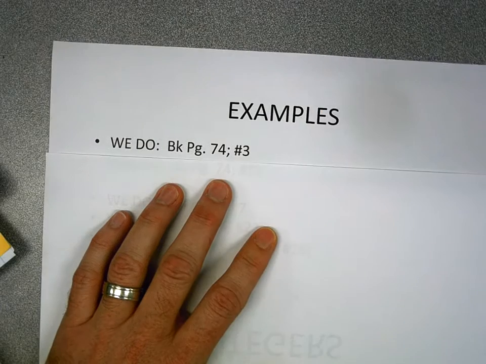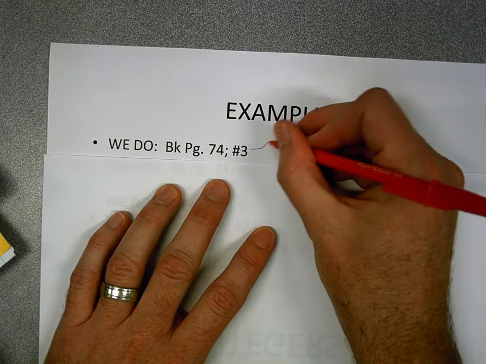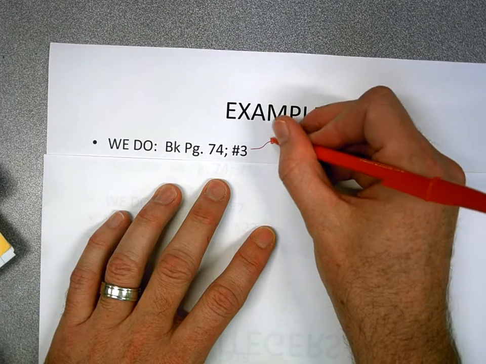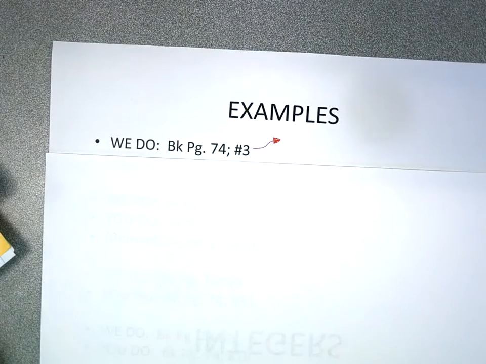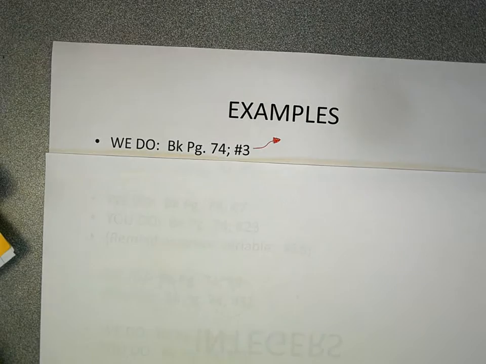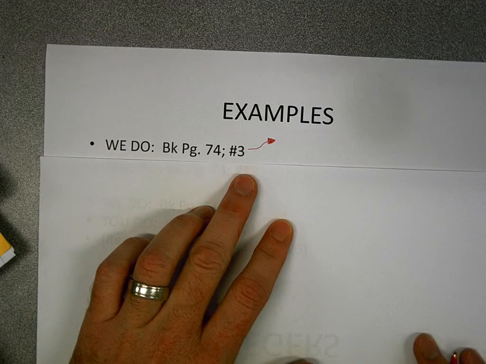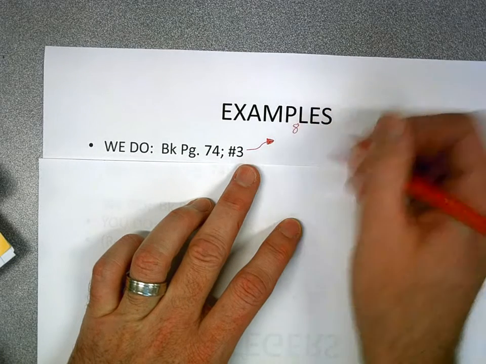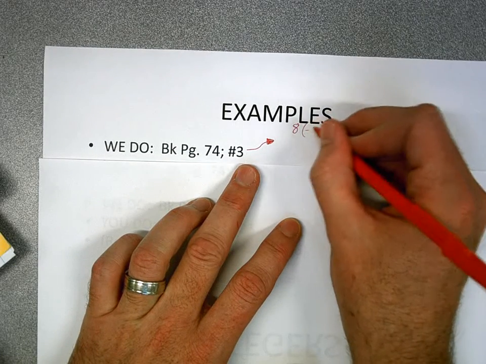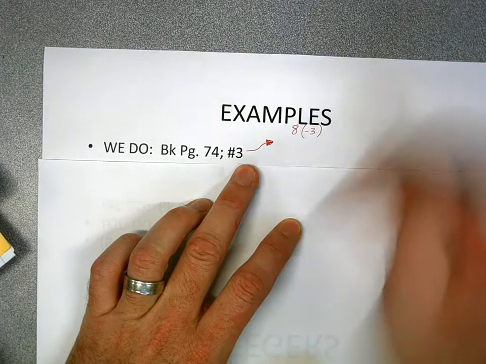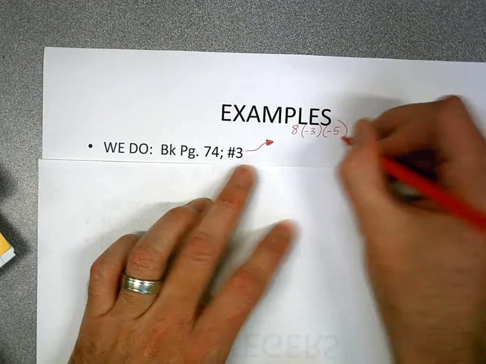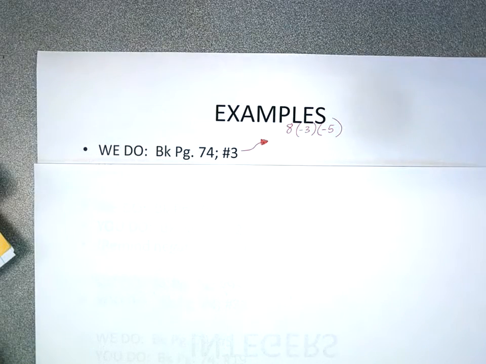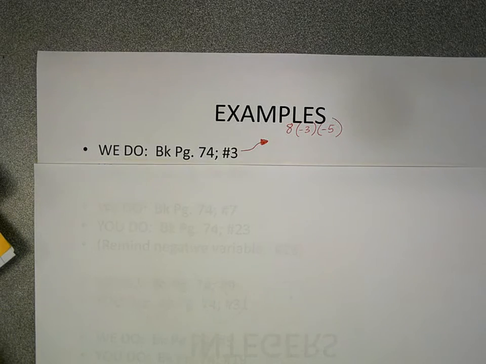Okay, paper's out. Let's go ahead and take a look at problem number 3. We're going to pause from the concept part of it and the word problems. We're just going to talk about solving simpler problems, the computation part of it. So here we go. Number 3 in your book says 8 times negative 3 times negative 5. It's not exactly really simple, but it's still a good problem to start with.